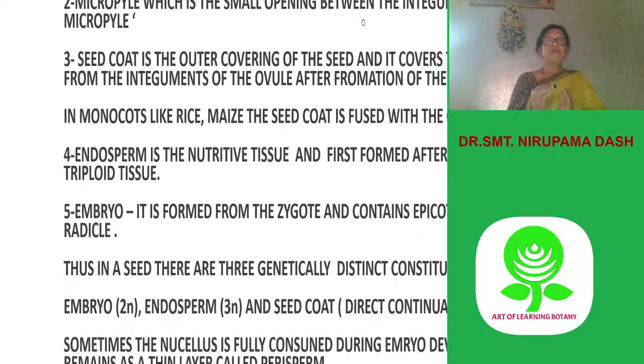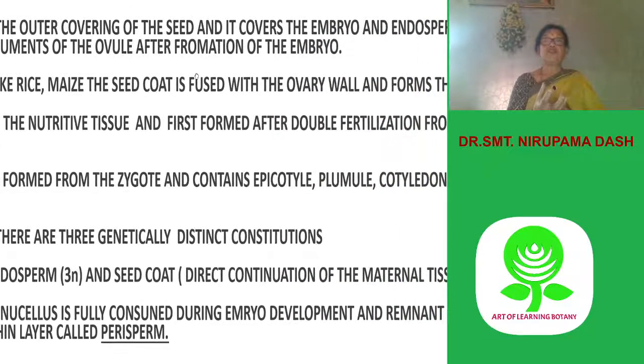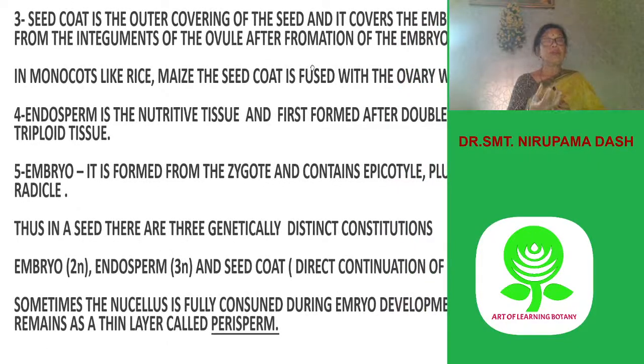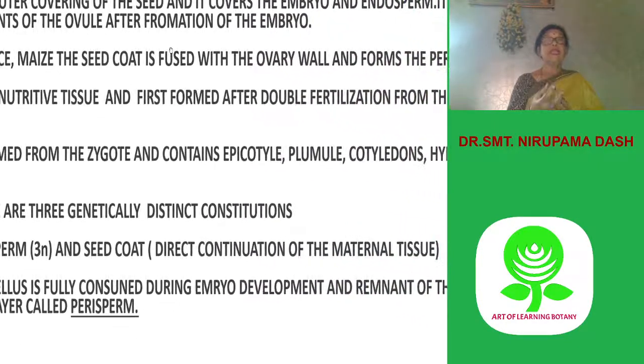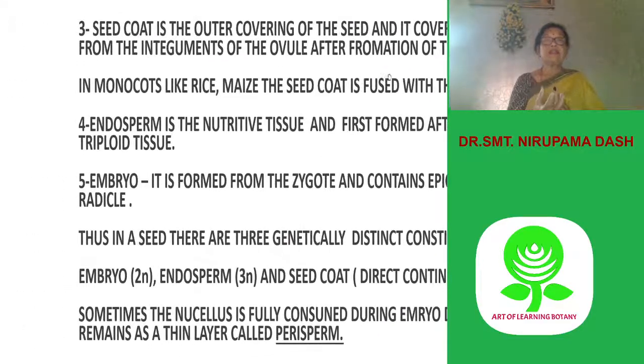So endosperm is the nutritive tissue. It is first formed after the fertilization process, and it is a triploid tissue. And the embryo is formed from the zygote. It contains epicotyl, plumule, cotyledon, hypocotyl, and radicle.